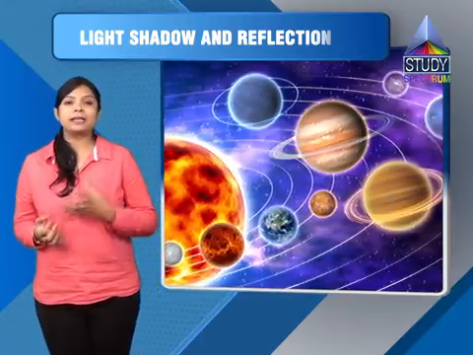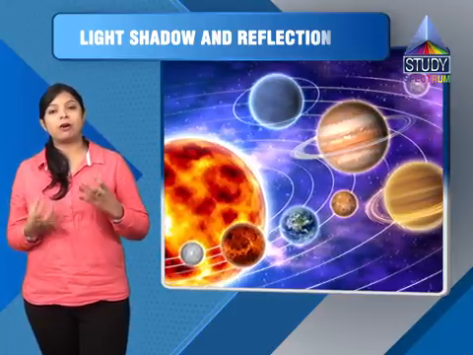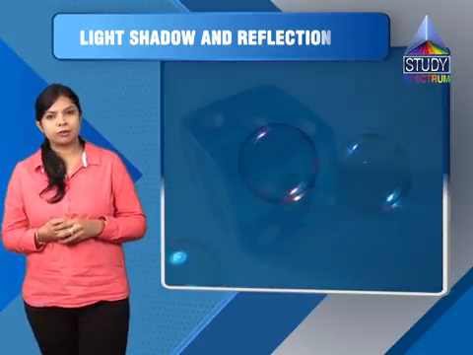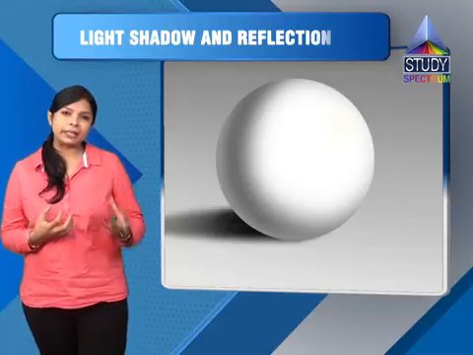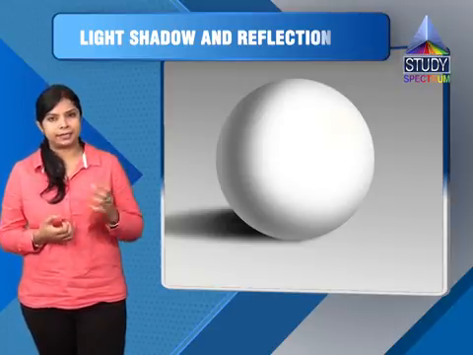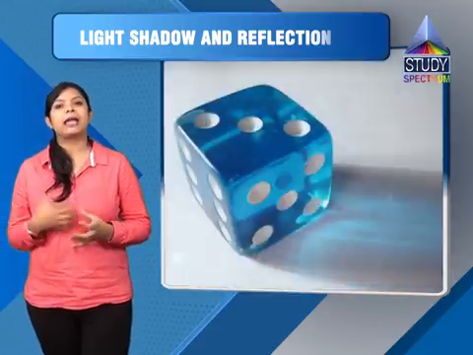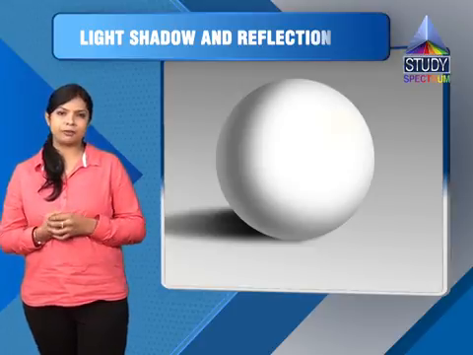Now students, there are many objects. Now we are going to discuss objects like transparent objects, translucent objects, and opaque objects. So students, we can categorize objects into three categories: transparent objects, translucent objects, and opaque objects. So let us start with the transparent objects.